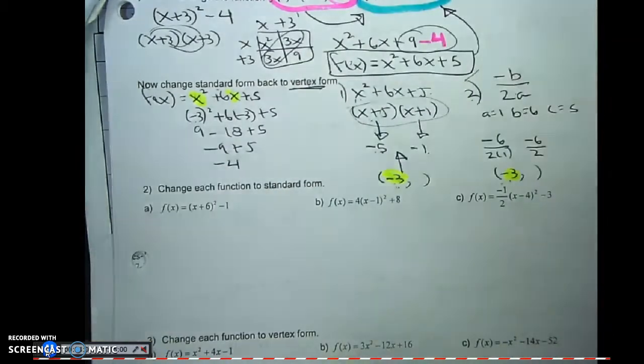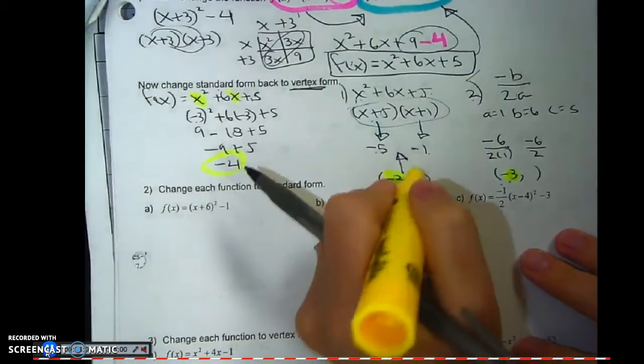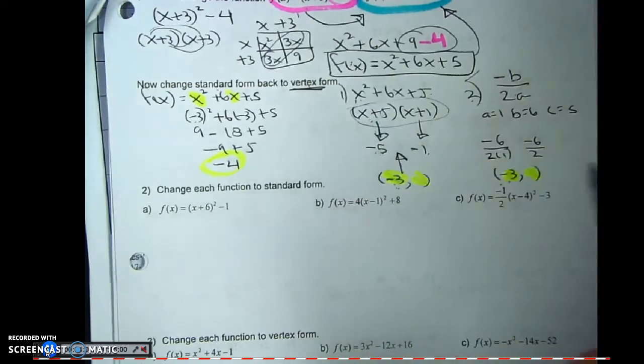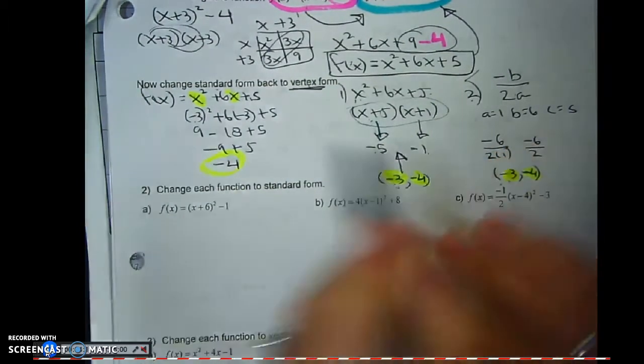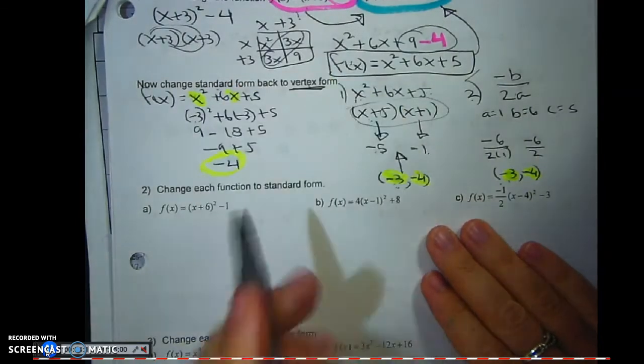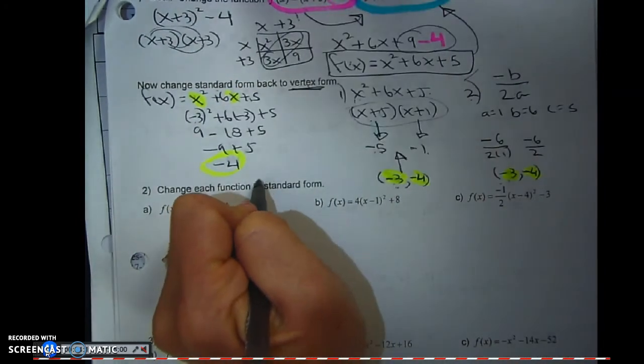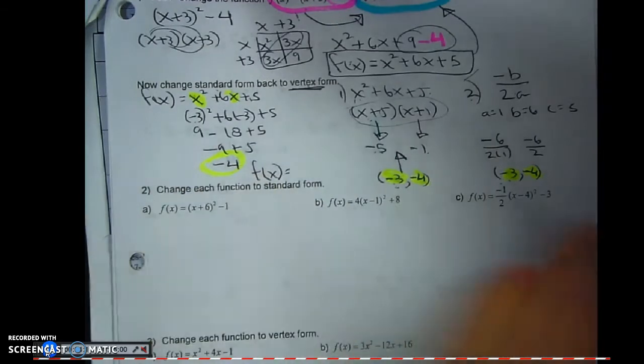Okay? So I got the y value. That would go right here and right here. So we just figured out the vertex. Now I'm ready to write it in vertex form. So remember, it's the same thing. It's not a different function, so don't put g of x.